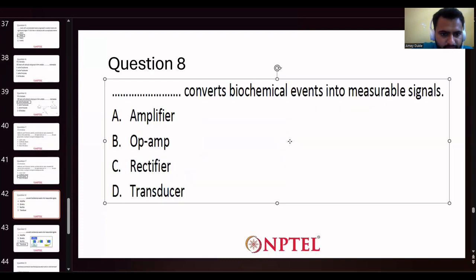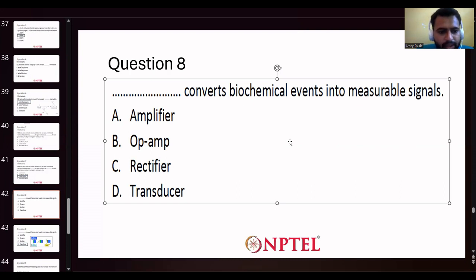So coming to the next question, dash converts biochemical events into measurable signals: amplifier, op-amp, rectifier, transducer. This is a very simple question. So basically, what does an amplifier do? An amplifier basically amplifies the signal. It doesn't convert the signal; it just amplifies it. Whatever signal you give it, it will amplify and give it to you.